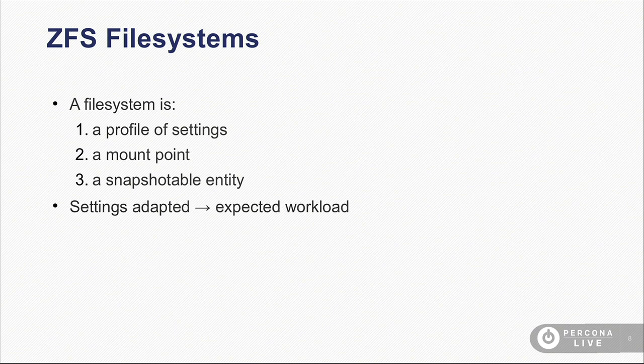You adapt the settings of each file system for the expected workload. The defaults are geared more toward sequential I/O. For a database, you'll try to be more friendly with random I/O operations. And file systems can be nested. Well, that's a very important property that we will use when we snapshot MySQL and want to have a consistent view, because we'll use more than one file system for MySQL.